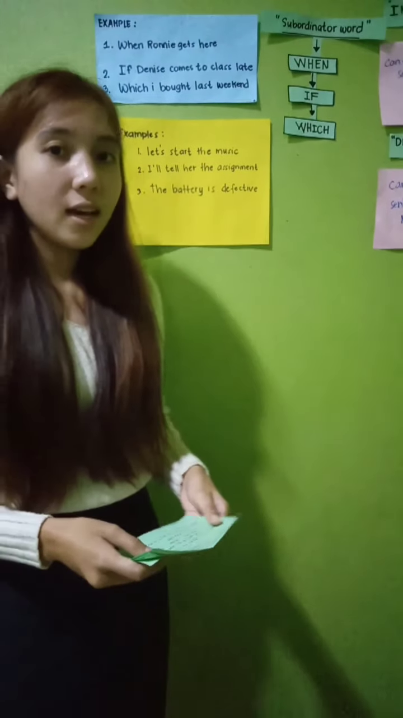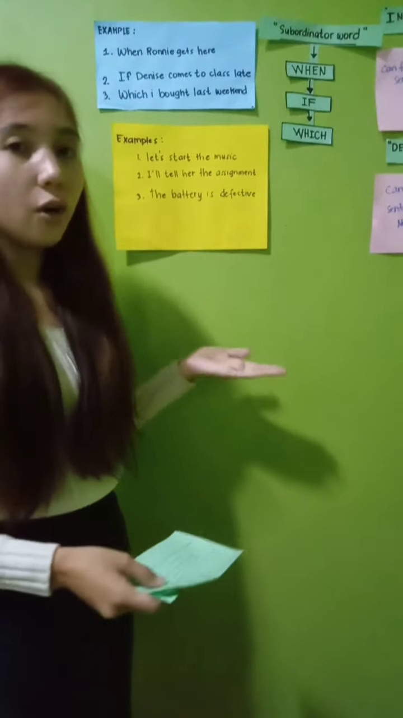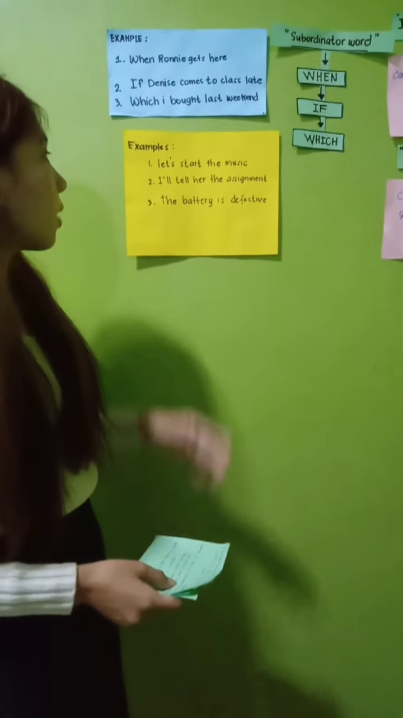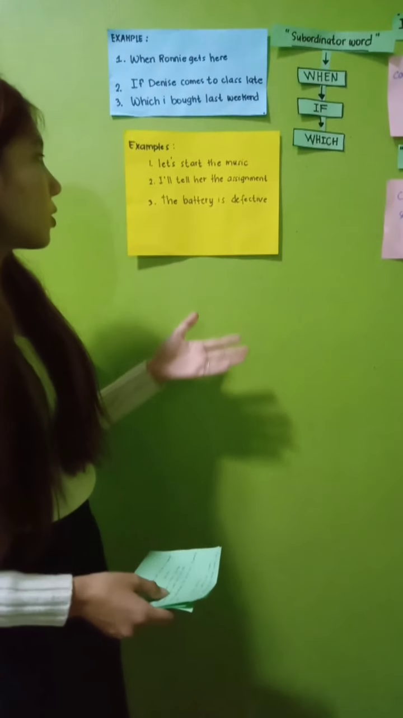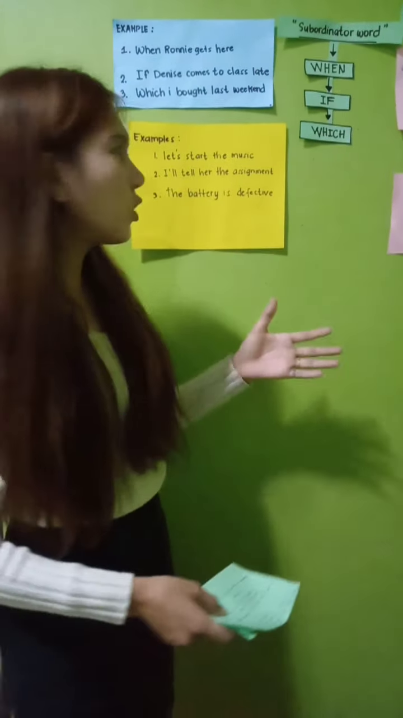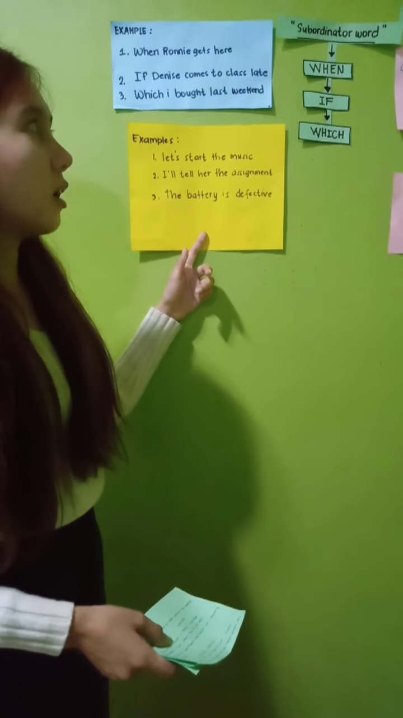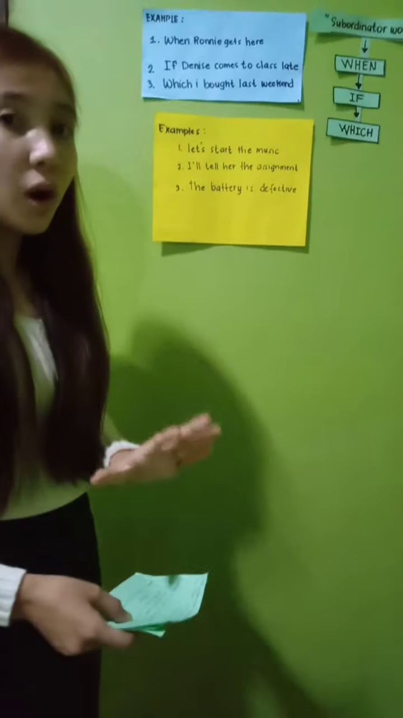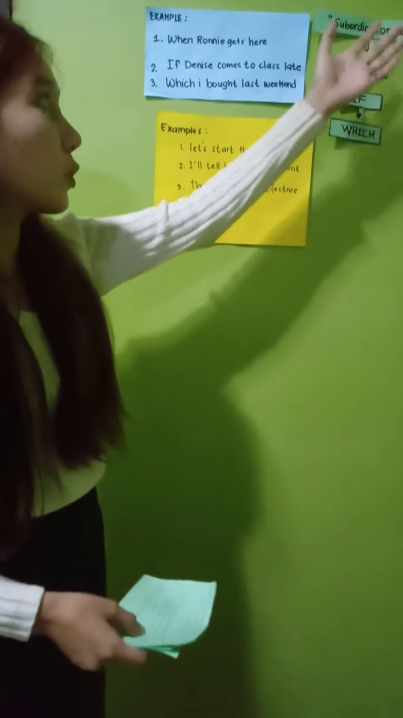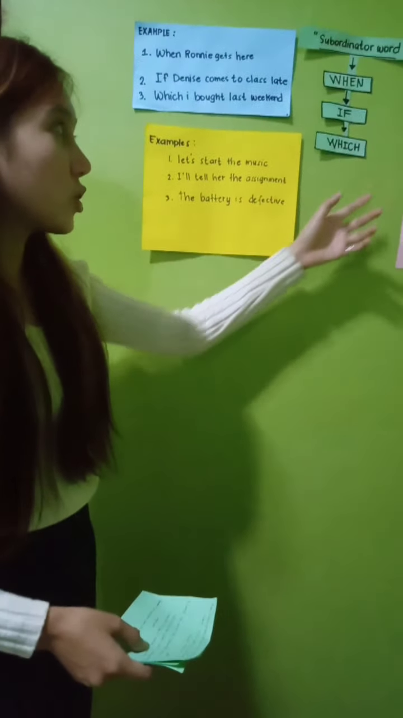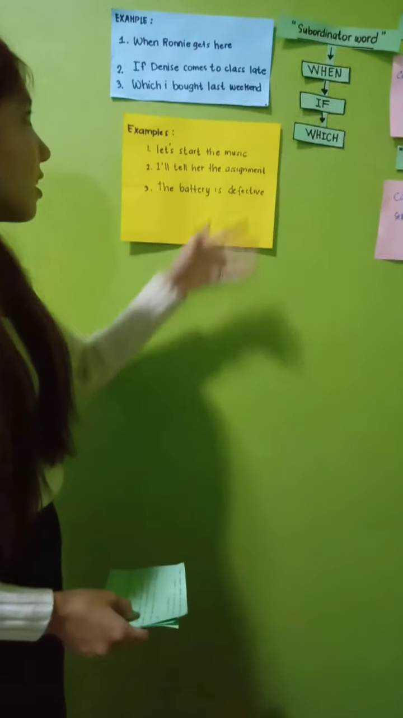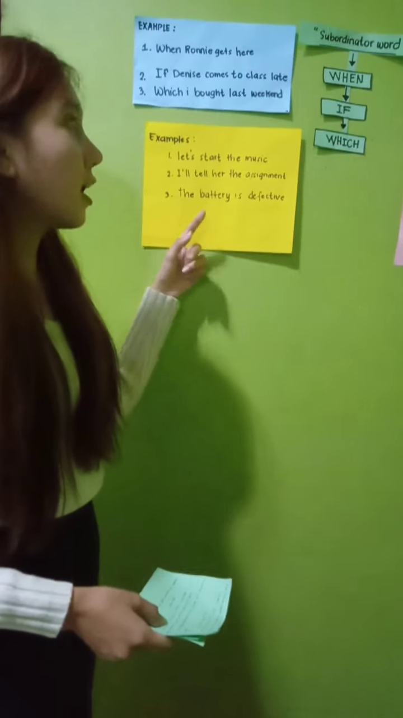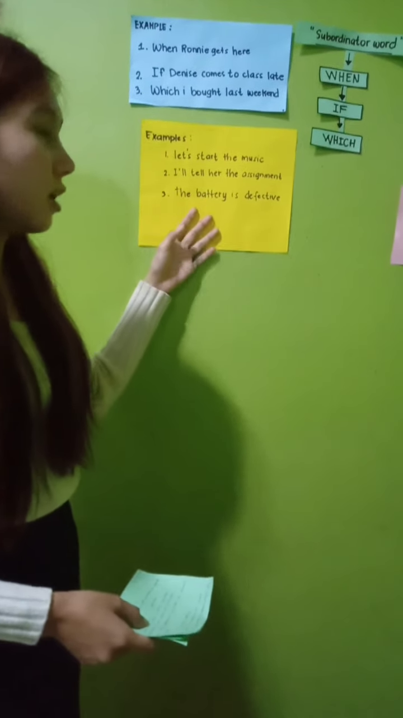Let's look at the examples of independent clauses. Number one, let's start the music. Number two, I tell her the assignment. Number three, the battery is defective. As you can see in these independent clauses, each can form a sentence on its own, and it does not start with the subordinating words when, if, and which. You cannot see these subordinating words because they do not belong in independent clauses.